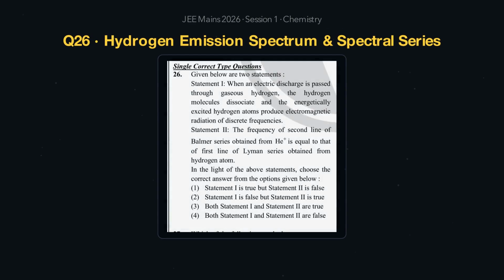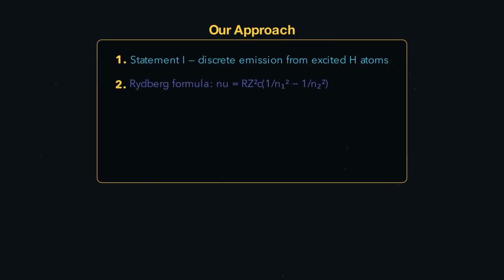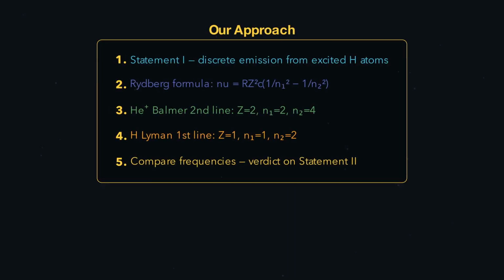Can a helium ion produce the exact same spectral line as hydrogen? Let's find out. Here's our approach. First, we verify statement 1, whether electric discharge through hydrogen really does produce discrete spectral frequencies. Then, we tackle statement 2 using the Rydberg frequency formula.